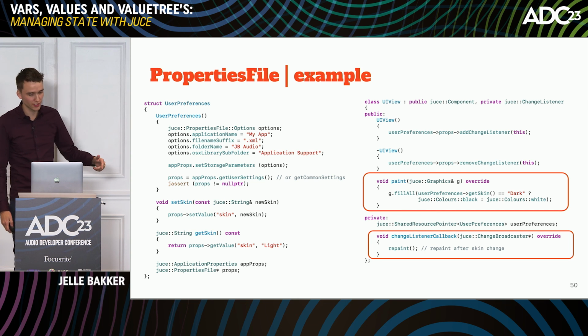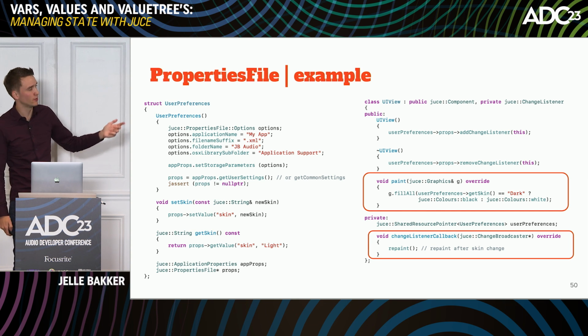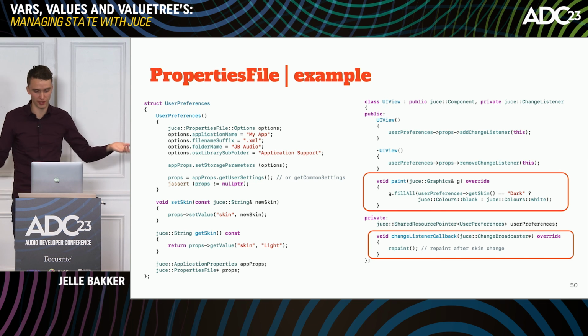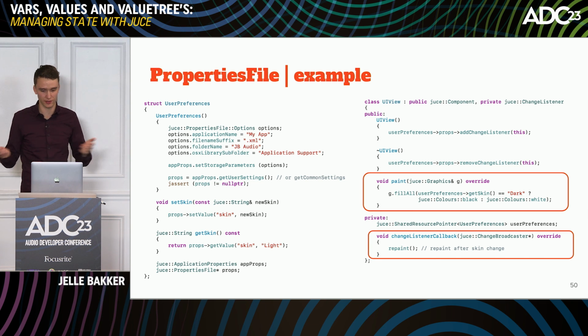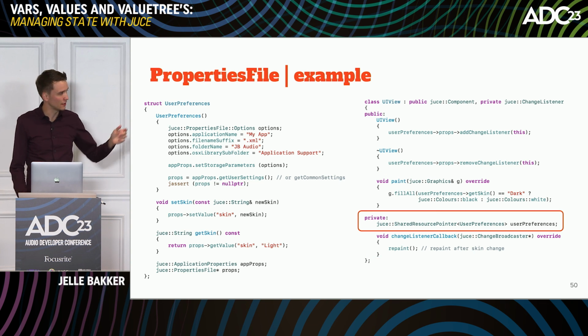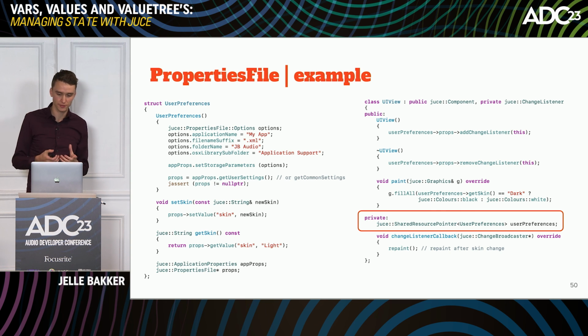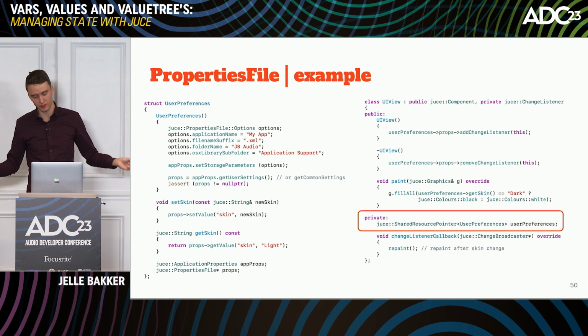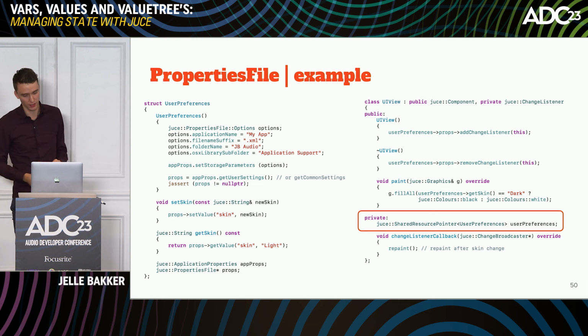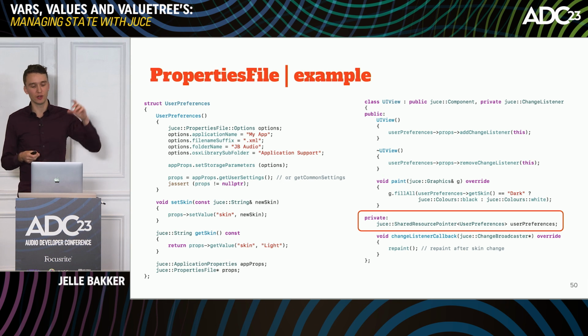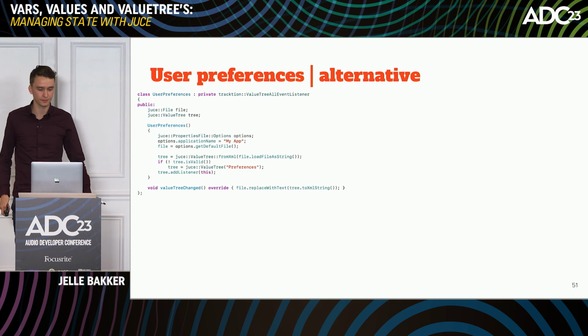I observe the preferences, and then when the skin changes, I do a repaint to paint white when it's not dark anymore. And also, I'm referencing it using a shared resource pointer. A shared resource pointer is like a singleton, where if you have multiple shared resource pointers, you're all pointing to the same object. So it's useful if you have multiple plugins, where if you change the skin in one of the plugins, the others will get updated.